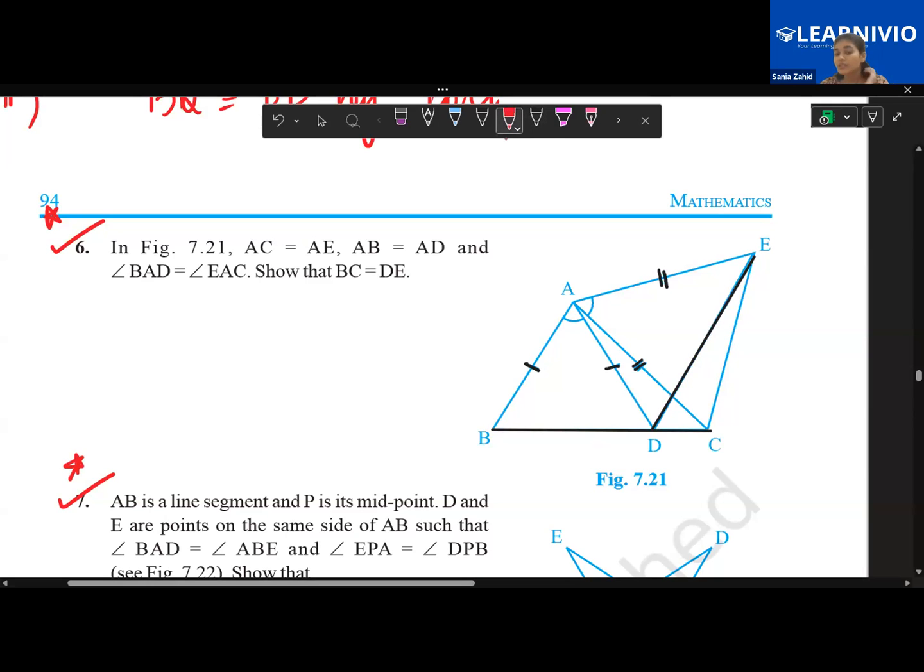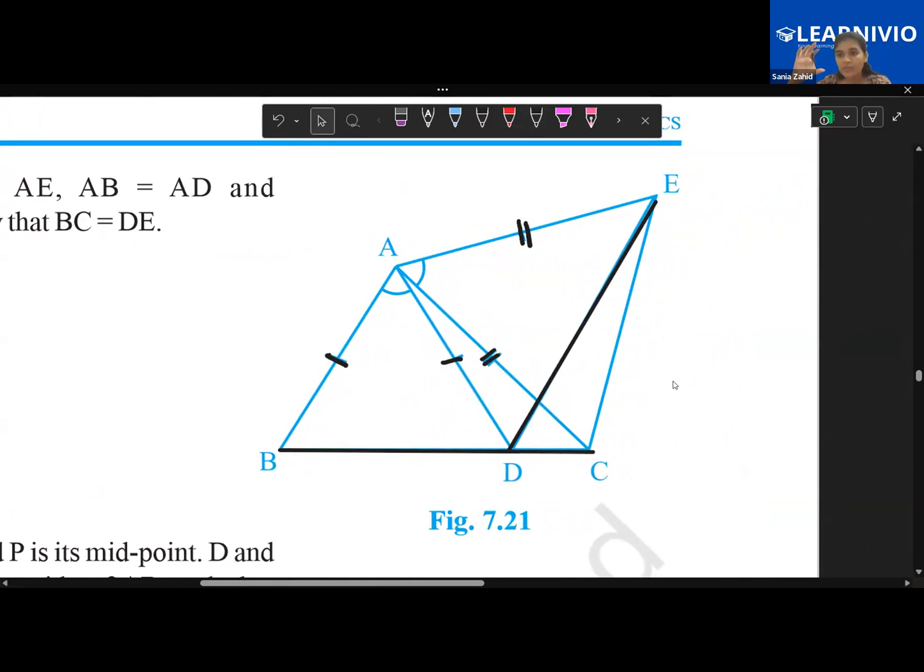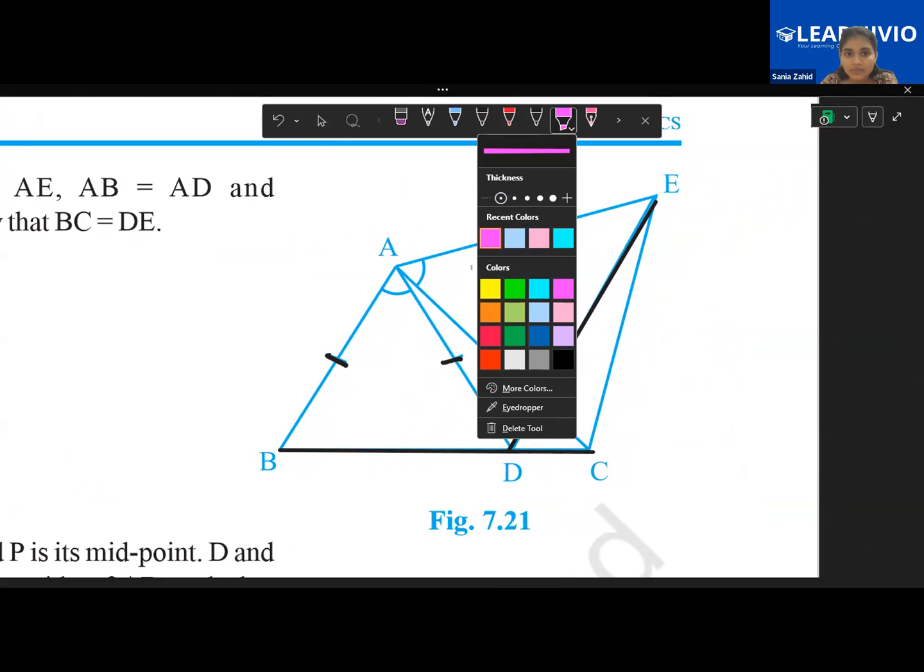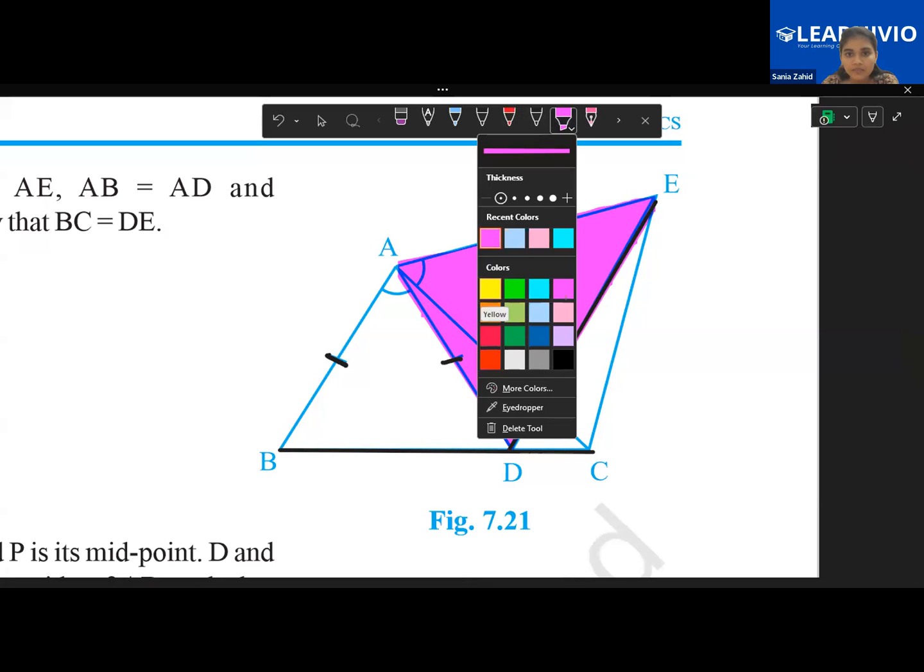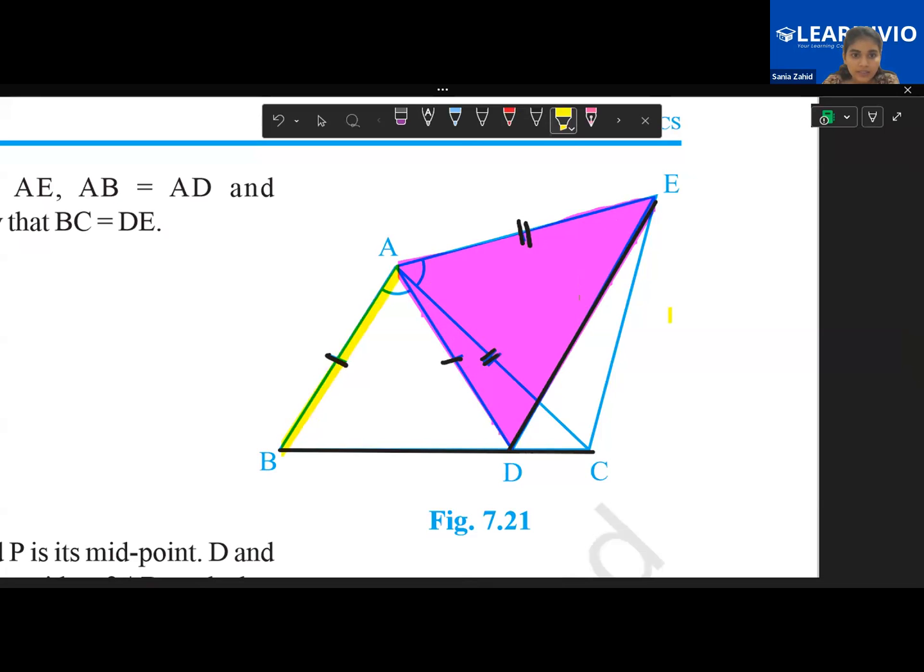Now children, in this question, choosing the triangle is very important. Which triangle are you choosing? So the first triangle, see now I have these two lines to work on, BC and DE. So I will be choosing the triangles which will have these lines, right? So the first triangle that I will take is this one. See, this will be my first triangle. And this one will be my second triangle.